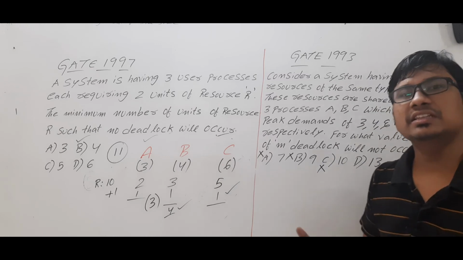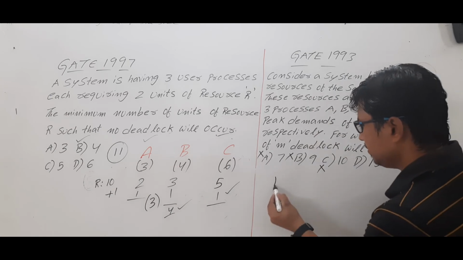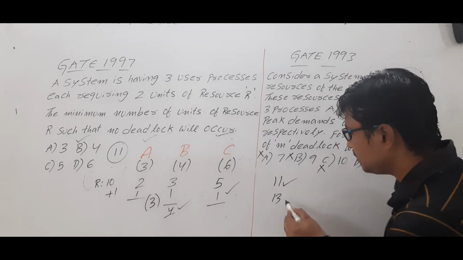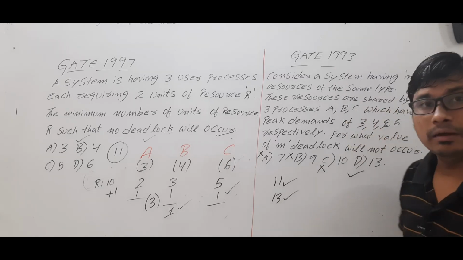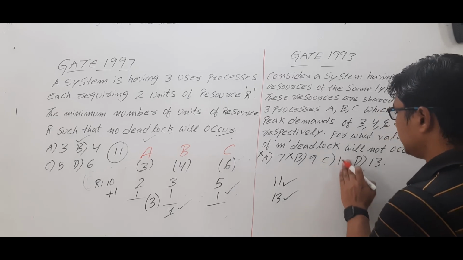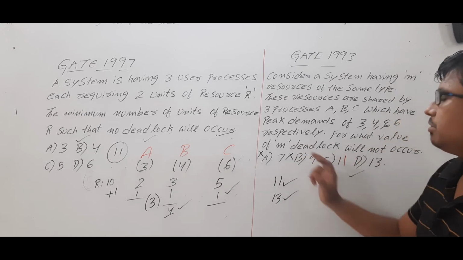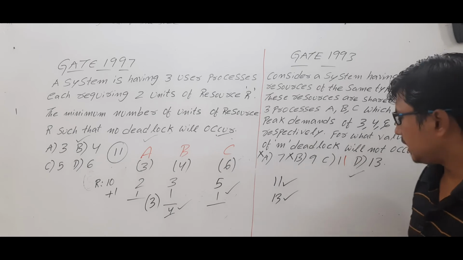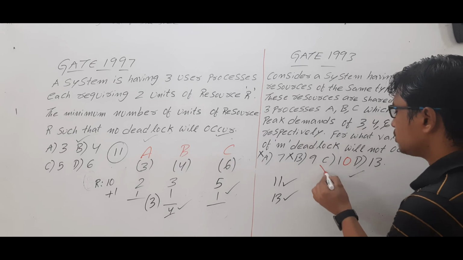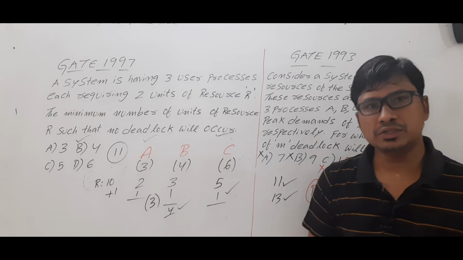Now option D is saying 13. Now you can ask me, sir, the minimum number is 11. Am I right? Correct, the minimum number is 11. If you have 13, which is more than the minimum, there will be no deadlock. So option D is correct. But now you can ask me, sir, if option C is 11 and option D is 13, and they ask what will be the minimum value of M to avoid the deadlock, then you have to give option C. But as 11 is not there, option D is correct for this one. So I hope you have understood how I solve this question.